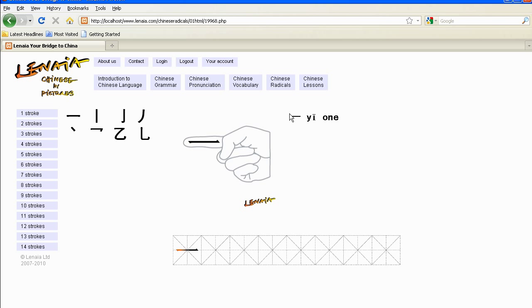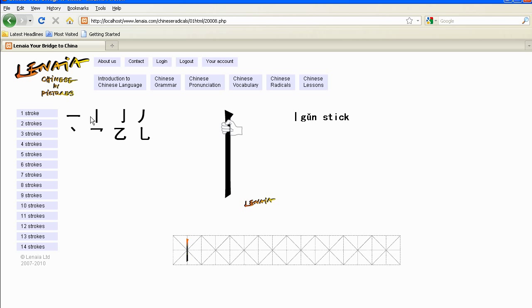Here you see the radical and the meaning. And here, this is the pronunciation, yet this is not important at the moment. The picture shows you a hand with the index finger indicating a number 1. Let's go to the next one. A simple stick.